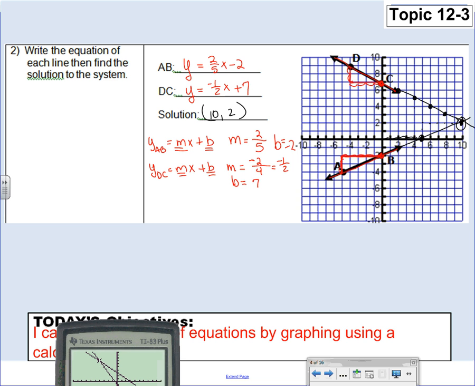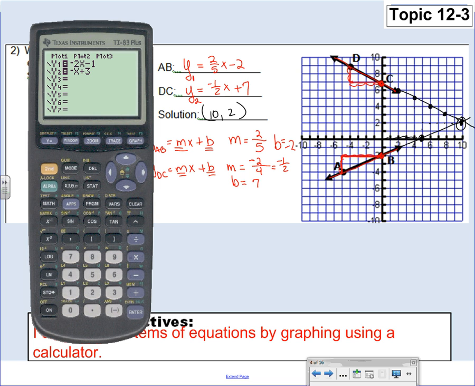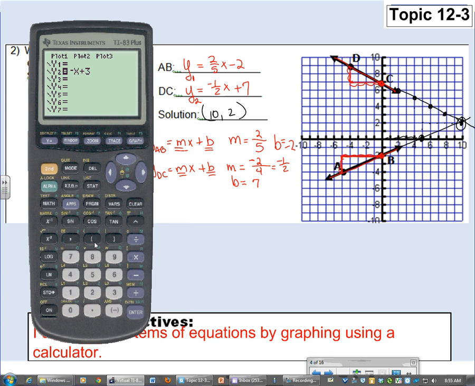Now let's use our calculator and check. Now that we came up with the equations, we can put our line for AB in Y1 and our line for DC in Y2. So AB is 2/5 as the slope. We'll do 2 divided by 5 in parentheses times x minus 2. For DC, in parentheses, we have a -1 divided by 2. Close the parenthesis times x plus 7.